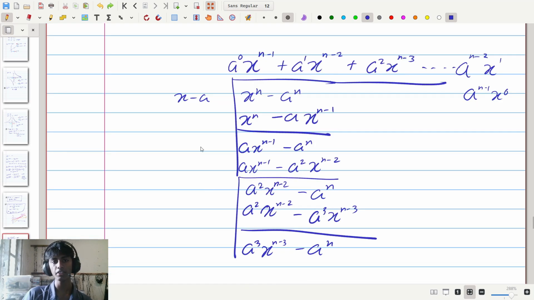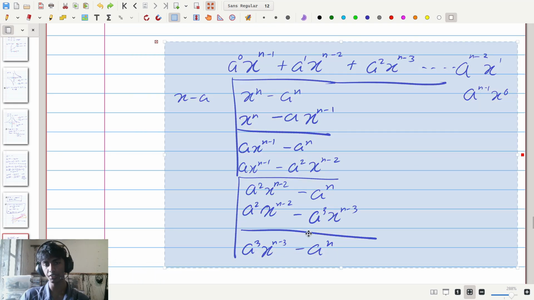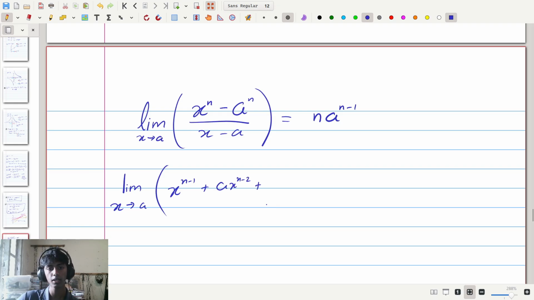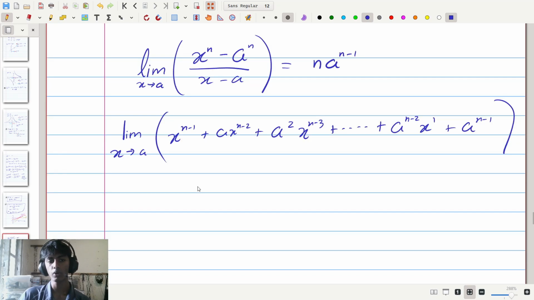So if I replace the entire sum like that, if I cut this out, this division, and replace the entire sum with that, what this is going to be is the limit as x approaches a of the sum of x to the n minus 1 plus a times x to the n minus 2 plus a squared times x to the n minus 3 plus ... all the way down until a to the n minus 2 x to the 1 plus a to the n minus 1. We have this. So now, what's this equal to?